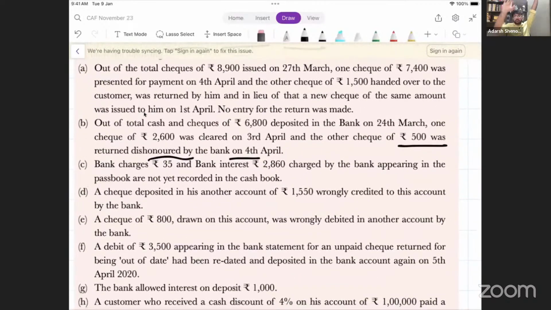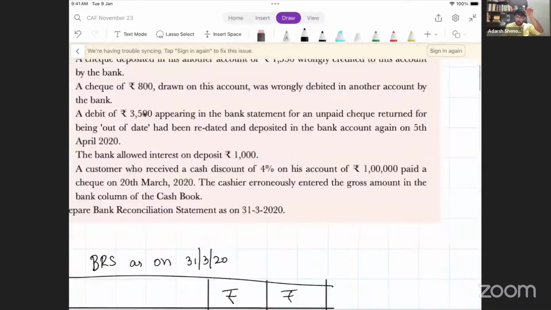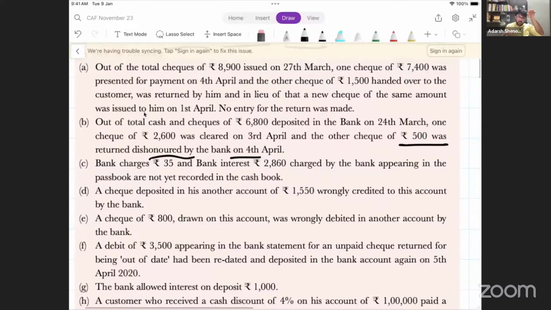Bank charges. I hope everyone is clear with this. I hope everyone has followed this. Bank charges 35 and bank interest 2860 charged by the bank. Both are charged by the bank, appearing in the passbook, and are not recorded in the cash book. So the passbook has gone down, but the entry in the cash book is not yet made. So what is the starting point? The starting point is passbook, so I will have to add 35.